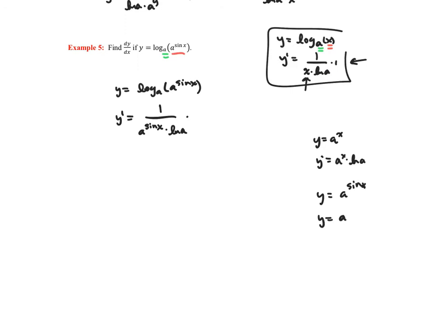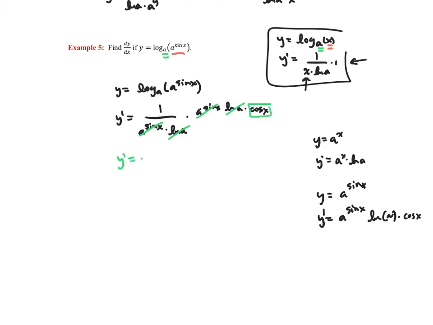All right, so what would be the derivative of a to the sine x? Well, that would be a to the sine x ln of a times the derivative of sine x, which is cosine x. So the derivative of a to the sine x would be a to the sine x ln of a times cosine of x. And you're going to see something very crazy actually take place here. The a to the sine x reduce, the ln of a reduce, and we get cosine.